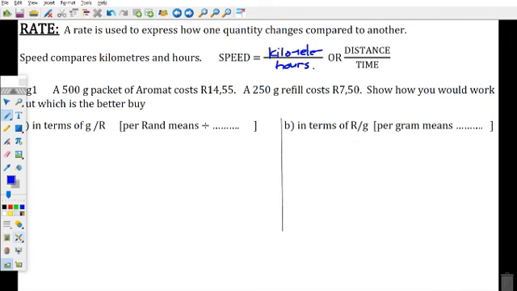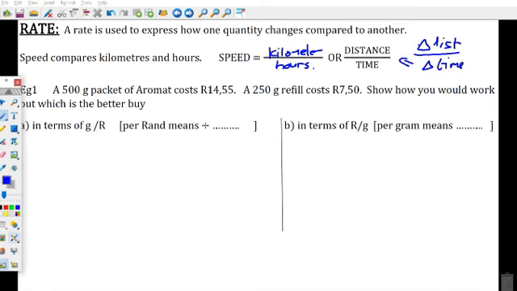Yes, change, the little triangle, change. So specifically change in the distance divided by the change in time. That's it over there. So we're comparing the two things to each other.